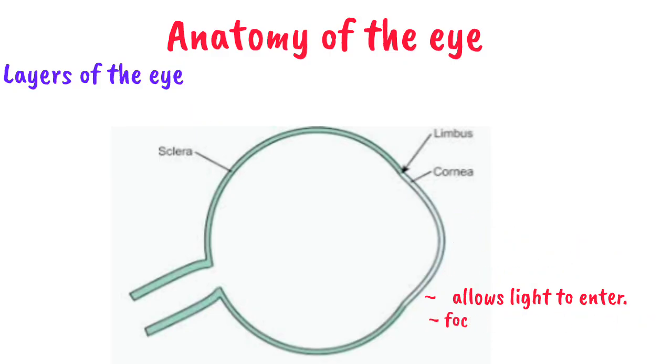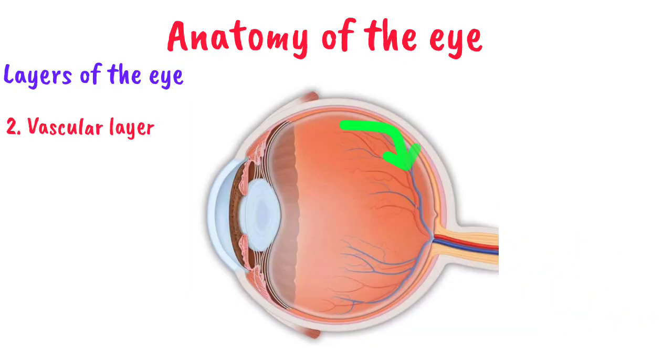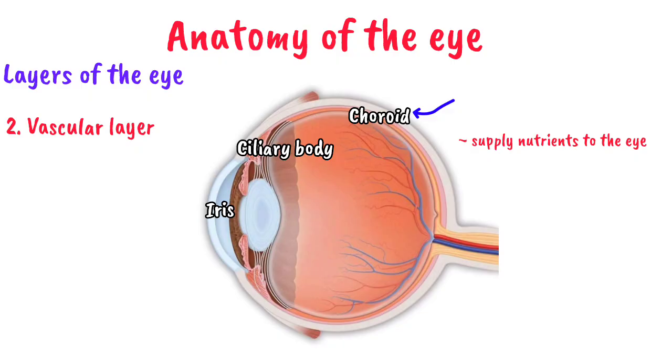Then number two, we have the vascular layer, which is the middle layer of the eye. This layer is rich in blood vessels, and it contains the choroid, the ciliary body, and the iris. The choroid is a layer filled with blood vessels that supplies nutrients to the eye, especially the retina. Then the ciliary body is located behind the iris. It contains muscles that control the shape of the lens. It also produces aqueous humor, which is the fluid in front of the eye, that is, the anterior part of the eye.